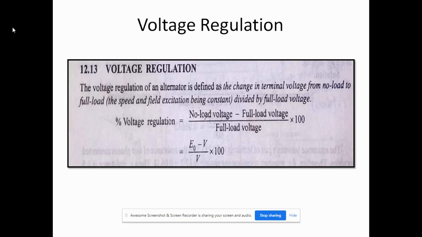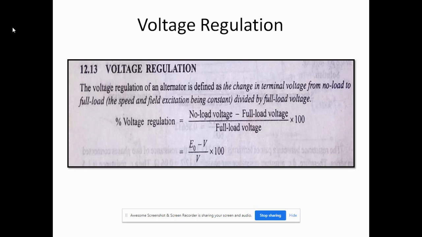Next, it is voltage regulation. So as we know, voltage regulation means the regulation of voltage from no load condition to full load condition. So it is calculated by the percentage of voltage regulation, and it is equal to no load voltage minus full load voltage divided by full load voltage into 100.